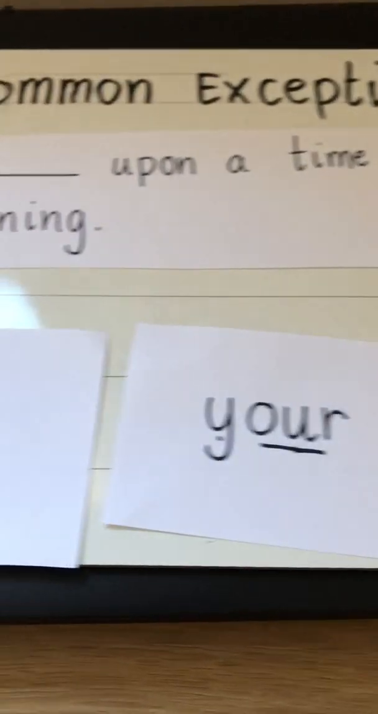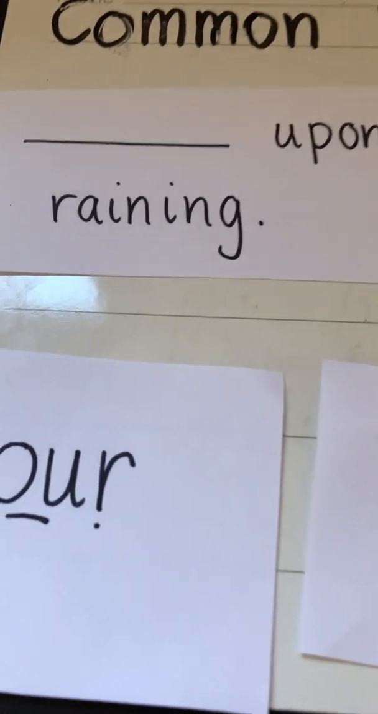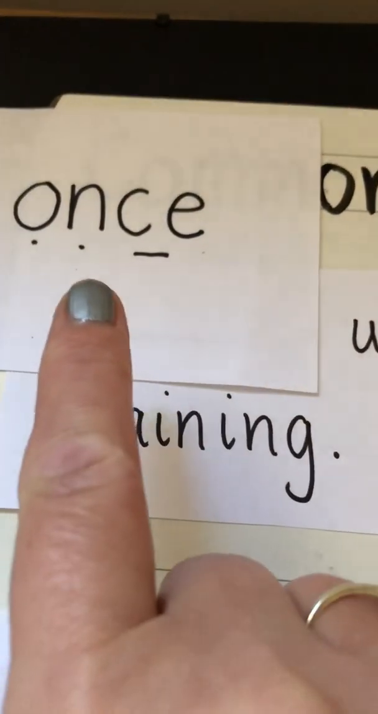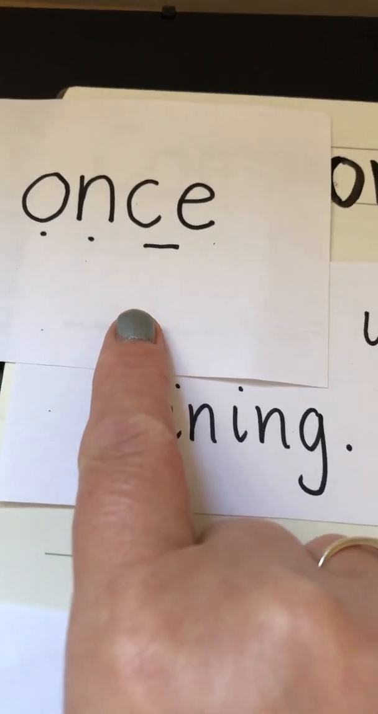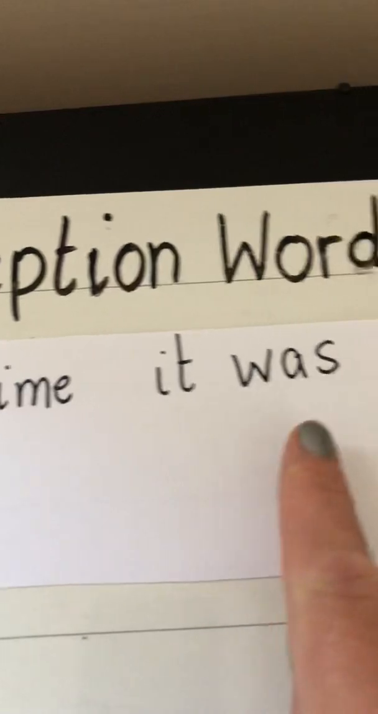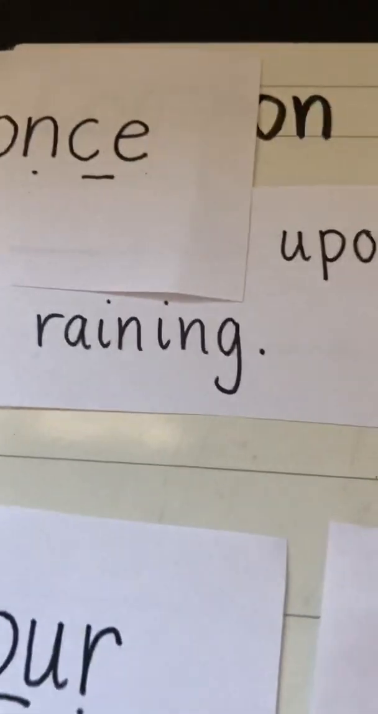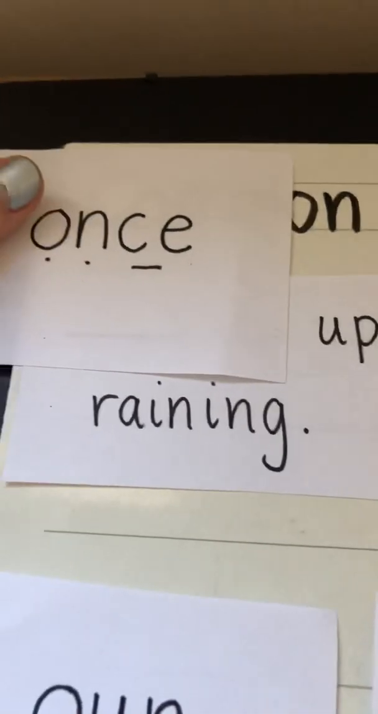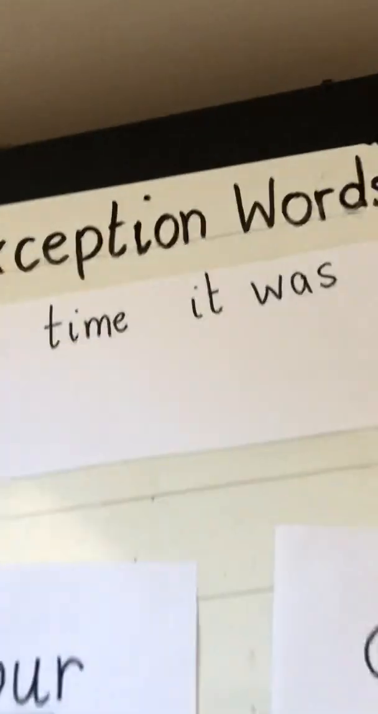So which of these words would make sense there? What do you think? I'm going to try this one. Do you remember that one? Once upon a time it was raining. There we go, that makes sense. So that missing word was once. Let me try another sentence for you now.